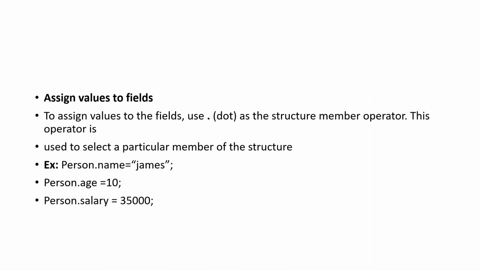Assign values to fields. To assign a value to each member, we can use a dot as the structure member operator, used to select a particular member of the structure. You can say here person dot name. That means person is a structure variable and name is a member of the structure. So we use an assignment operator and give a value to this name. The same way, person dot age will be initialized with a value 10 and person dot salary we initialize with a value 35,000.